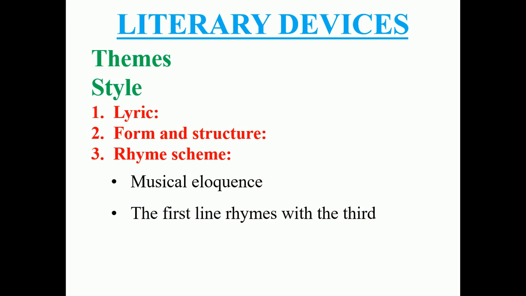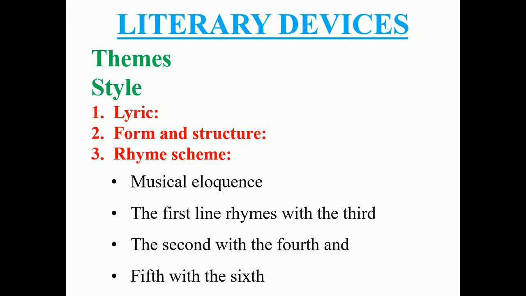Second one, the first line rhymes with the third. As I have already told you, 6 different lines are there in a stanza, and the first line rhymes with the third. The second line rhymes with the fourth, and the fifth line rhymes with the sixth. So 1 to 3, 2 to 4, and 5 to 6. So this is the rhyming scheme of this poem. First line rhymes with the third, second line rhymes with the fourth, and fifth line rhymes with the sixth.